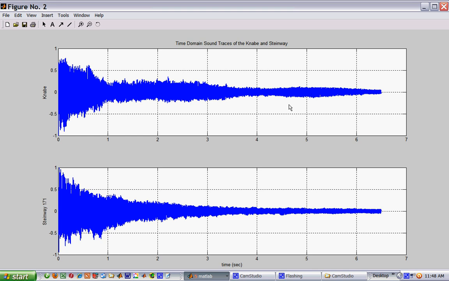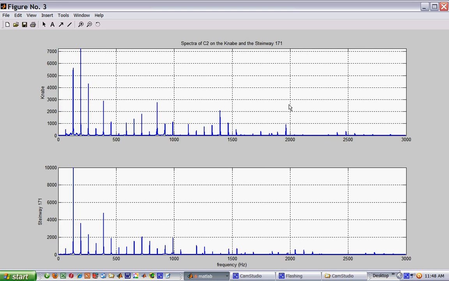Now let's look at the spectra. Hold on while it does all the computations. Okay, here's the line spectra, power versus frequency. The frequency resolution is about 0.15 hertz.